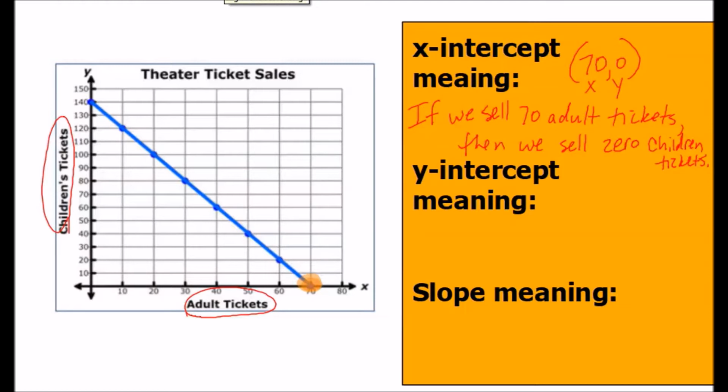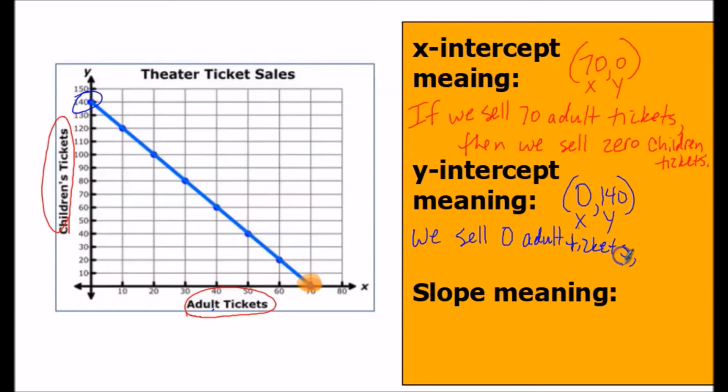Now we're going to go over here to what the y-intercept means. Here's the y-intercept. So the y-intercept is 0, 140. So there's my X and there's my Y. And so this one, X is what? X is adult tickets. So we sell 0 adult tickets, and sell how many children's tickets? Whoa, man, that's a lot of children going up there. 140 children's tickets!